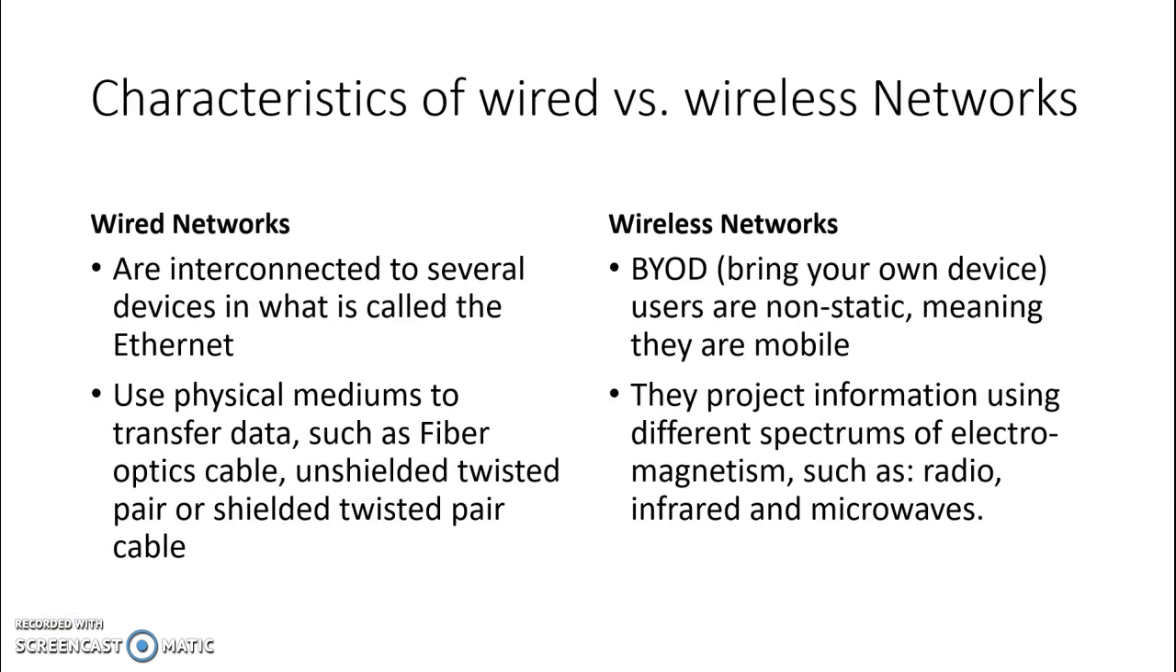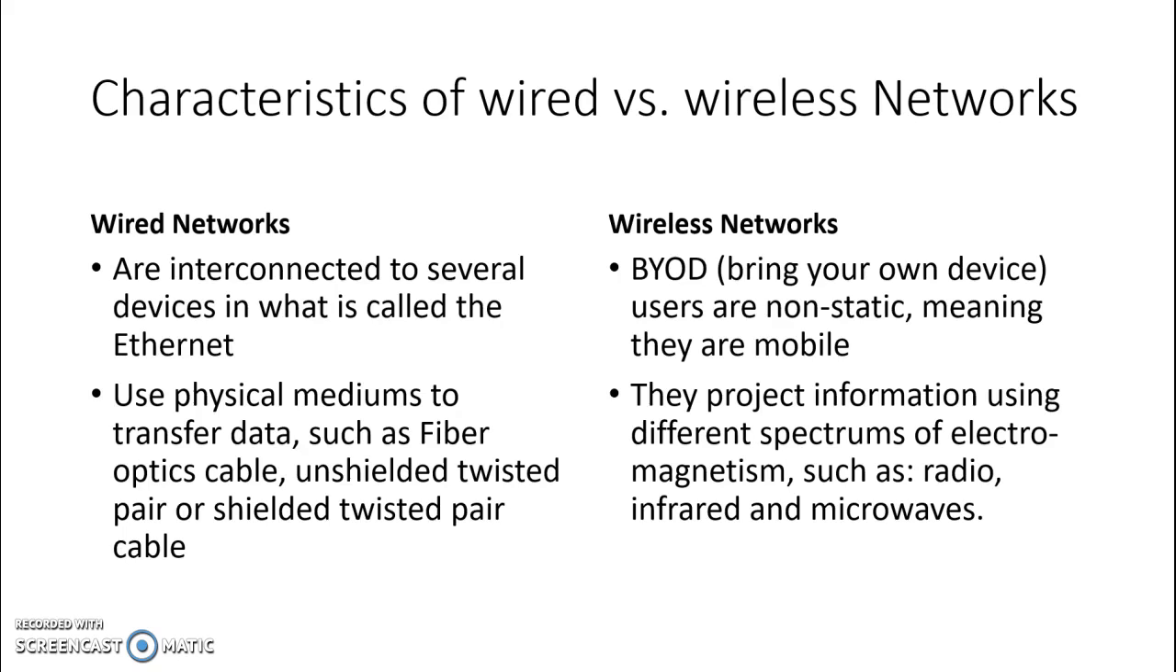There are certain characteristics of wired and wireless networks. A few of them are, for wired networks, they are interconnected to several devices in what is called the Ethernet. They also use physical mediums to transfer data, such as fiber optics cable, unshielded twisted pair, or shielded twisted pair cable.